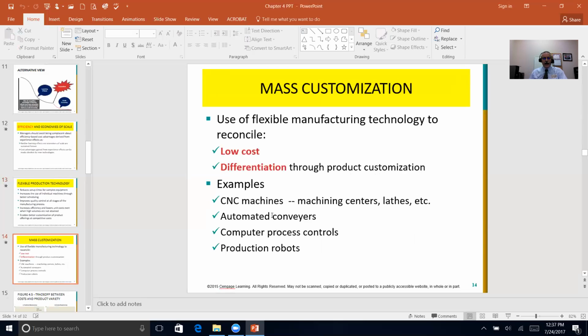Two of the best ways to do that is through low cost, lowering your per unit fixed cost as well as your per unit variable cost so that you can compete with your rivals. But equally important is offering a differentiation strategy or a different type of customization to your product that customers will come back and stay with you. And it's really about trying to reconcile these two goals of low cost and differentiation. And you see there a few examples that were offered.